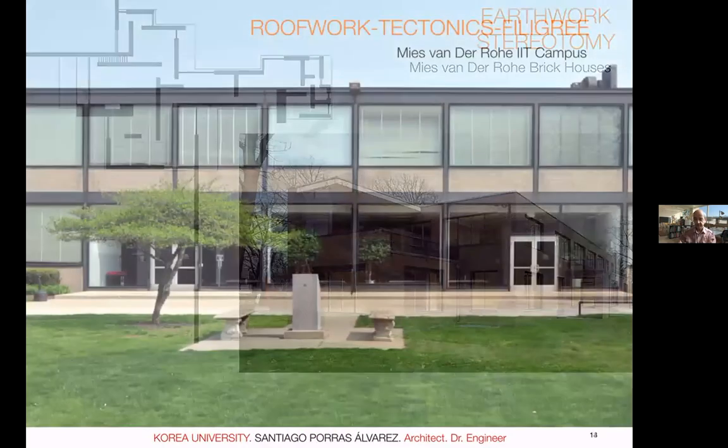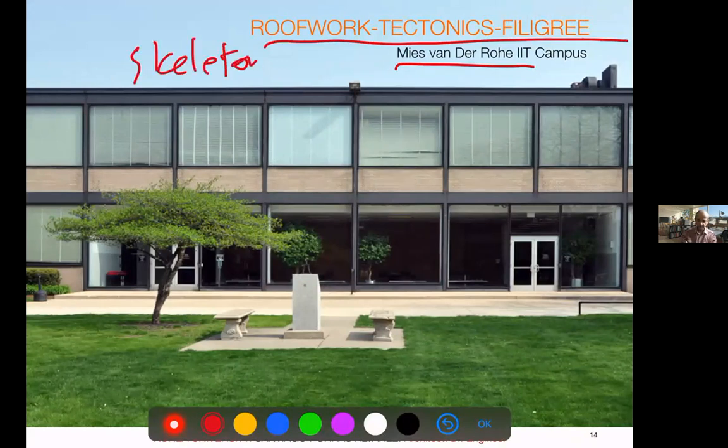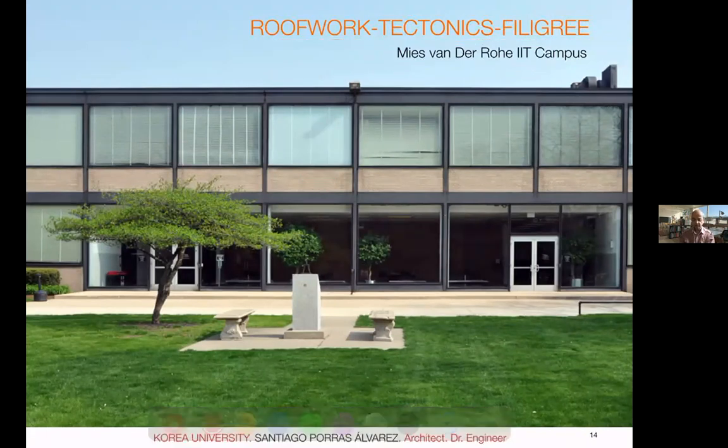By contrast, again Mies van der Rohe, tectonics, filigree, refers to assembly, to light construction, like a skeleton. So with the same materials, just brick and glass, we have a totally different construction problem, and of course, design problem.